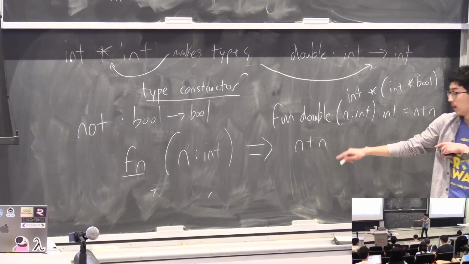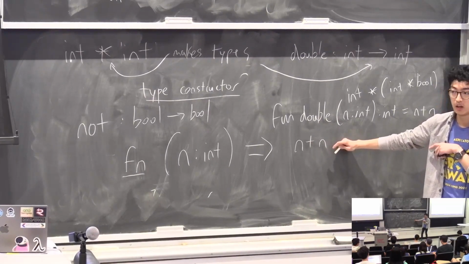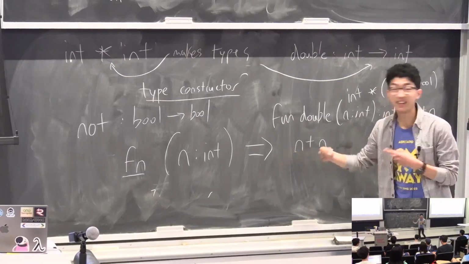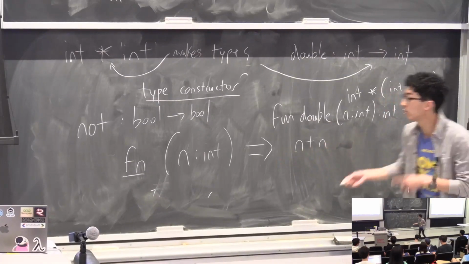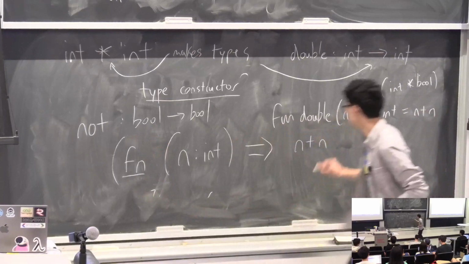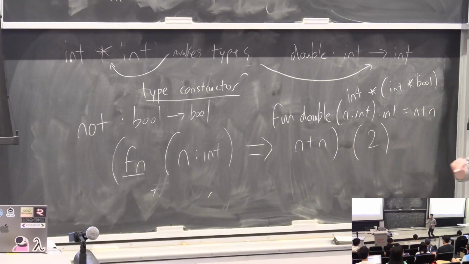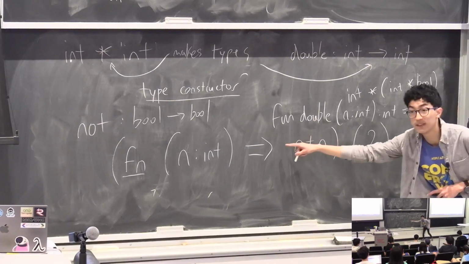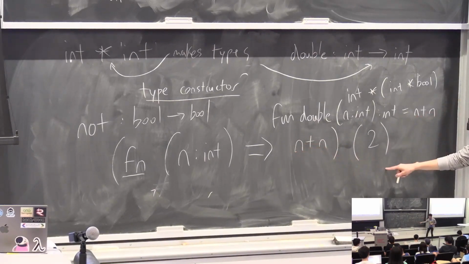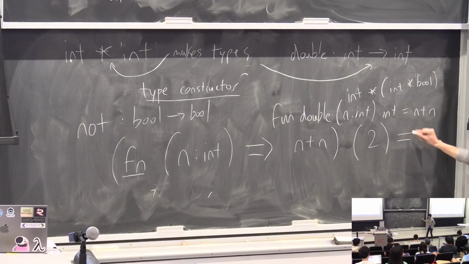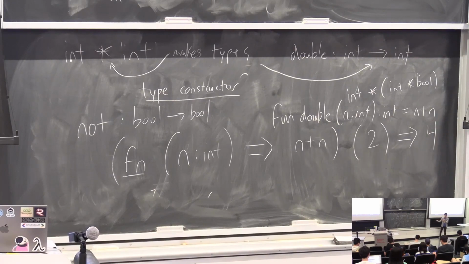But I can't put this on my line and then use it. I need to first bind it to something. This is an expression. But what I can do is surround it in parens and then put it next to 2. Now this is the application of this lambda expression to 2. And I'll see that this evaluates to, it steps to, sorry if you can't see this, 4. It steps to 4.